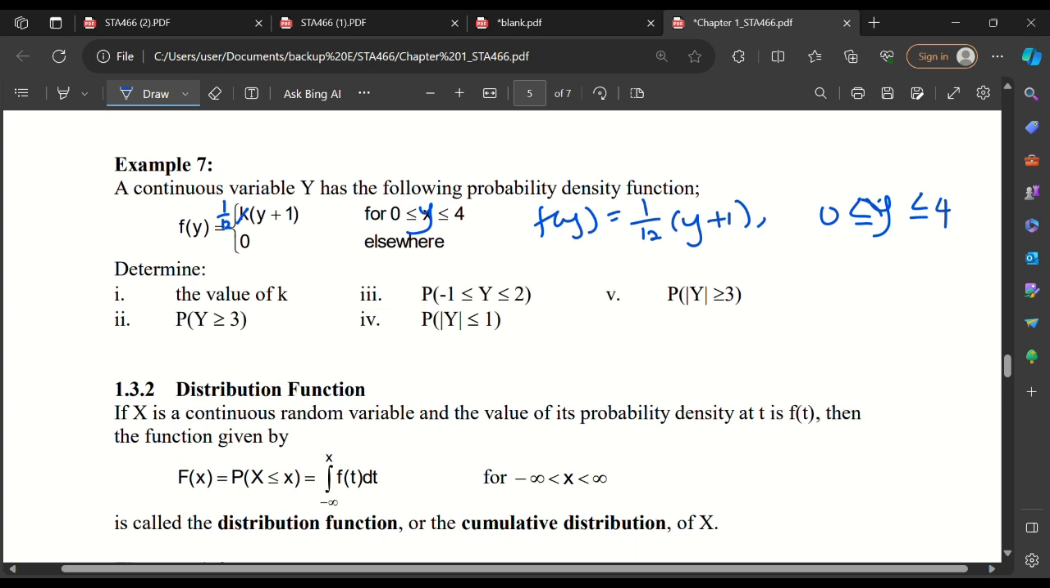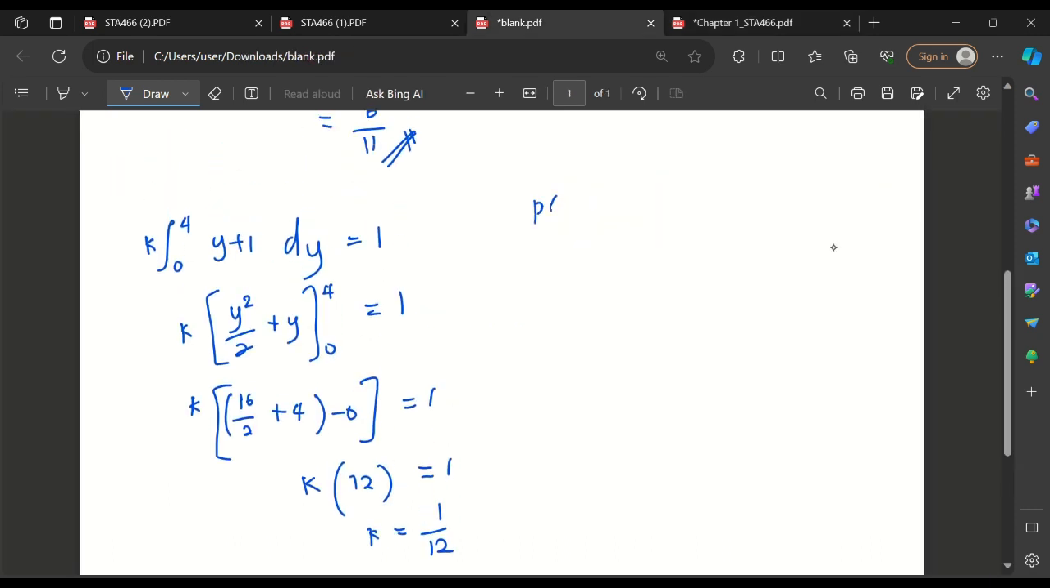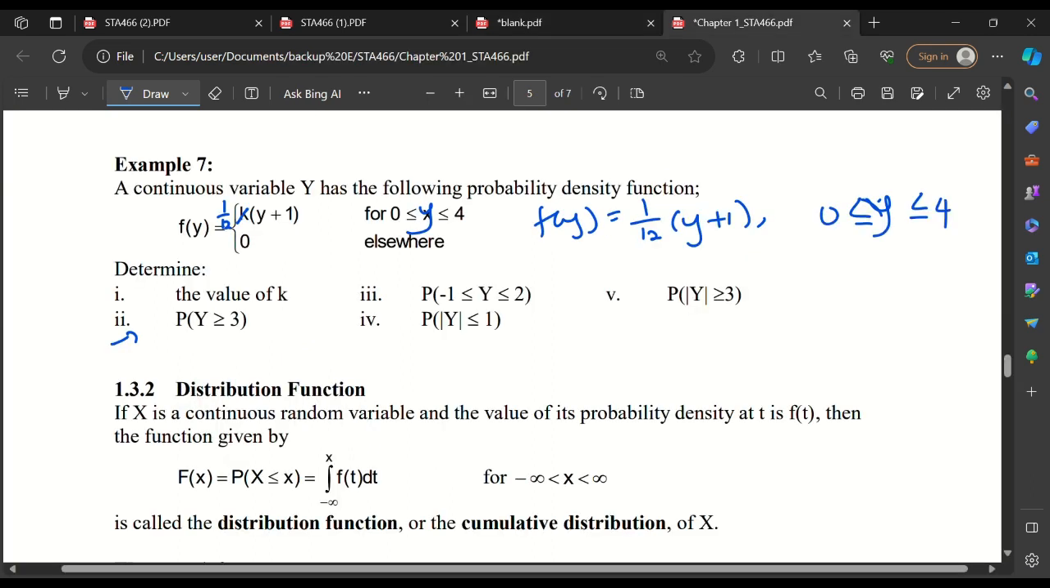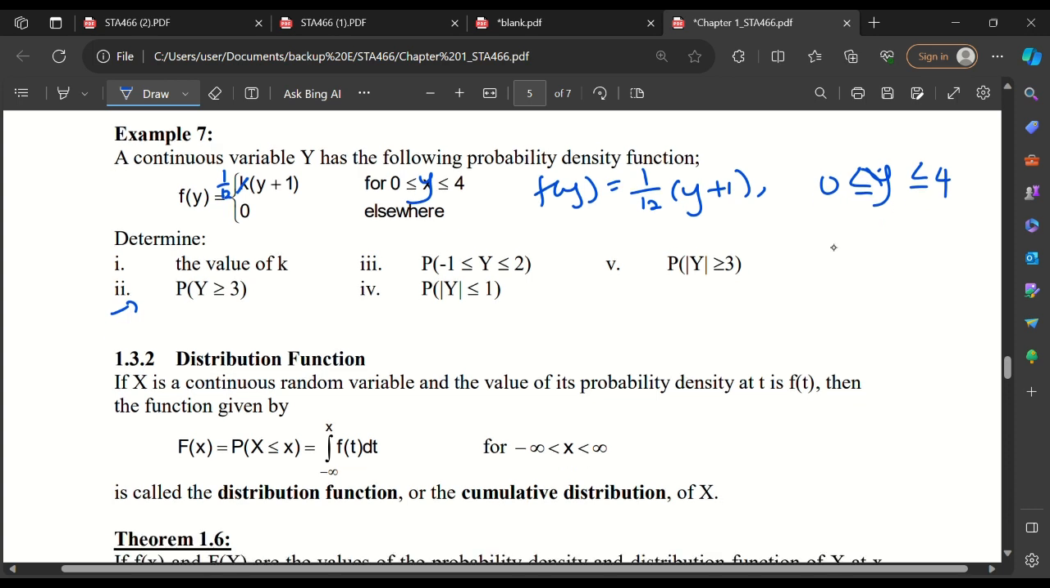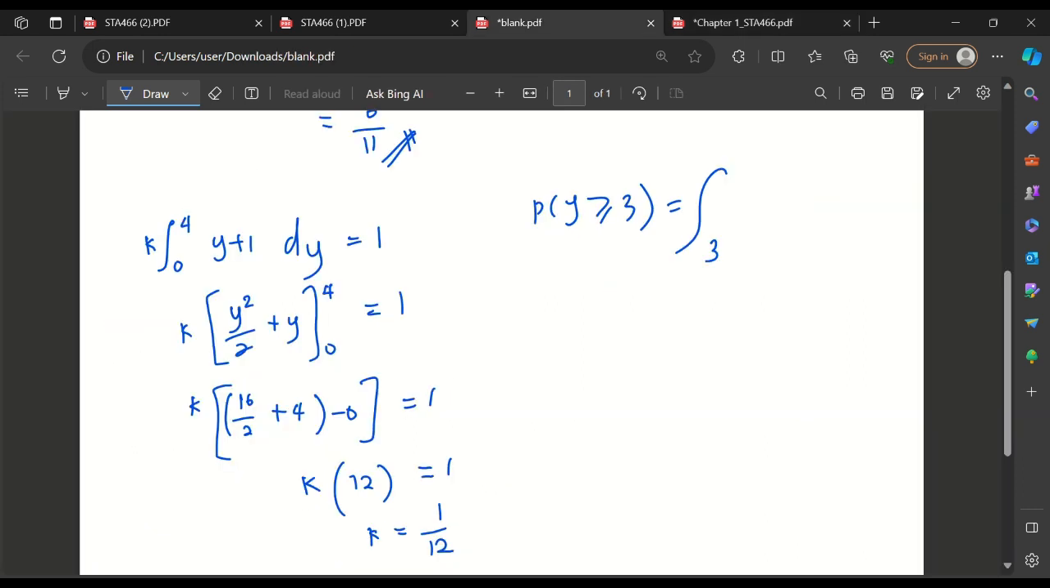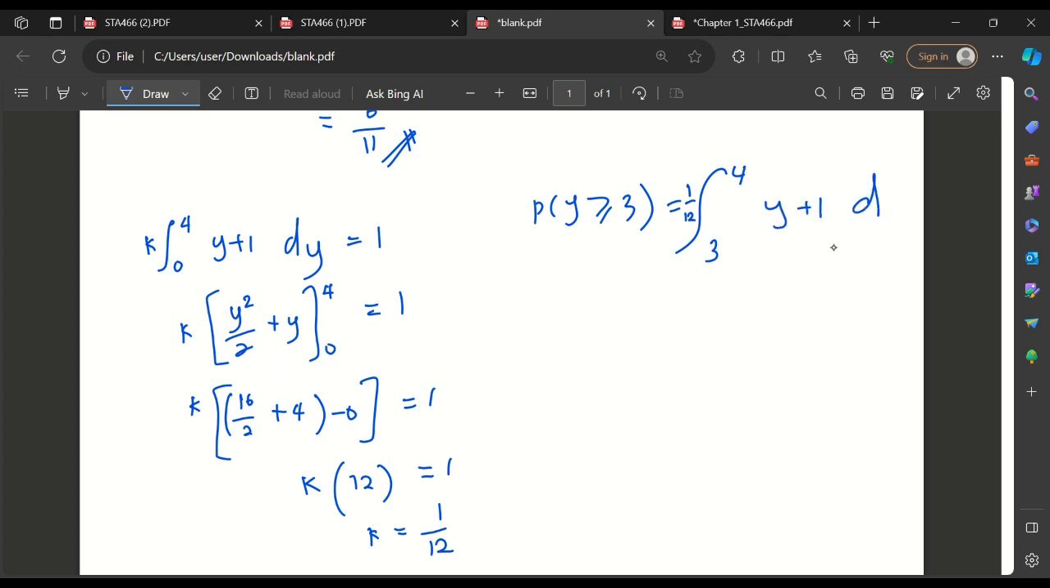Okay, so now we already have the function of y. We can get the probability of y more than or equal to 3. So you have to integrate from where to where? Probability of y more than or equal to 3. So you have to integrate from 3 until infinity. Until infinity, until what? Look at your interval. It stops at 4 only. So you have to integrate from 3 until 4. Integrate which function? The function from before, 1 over 12. I put it outside. Okay, y plus 1 with respect to y.